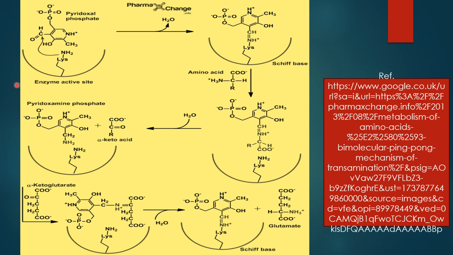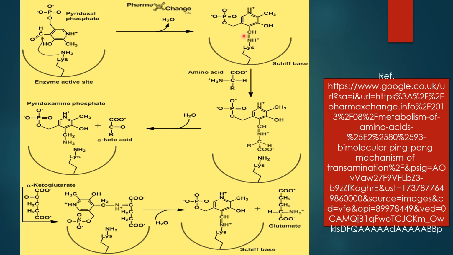So let's see the mechanism of how the amino group is transferred from amino acid to keto acid. What is the role of enzyme and the pyridoxal phosphate as a coenzyme? Initially, this is the active site of the enzyme, and there is a lysine amino group of the lysine amino acid which attacks the aldehydic carbon of the pyridoxal phosphate and forms a kind of Schiff base.